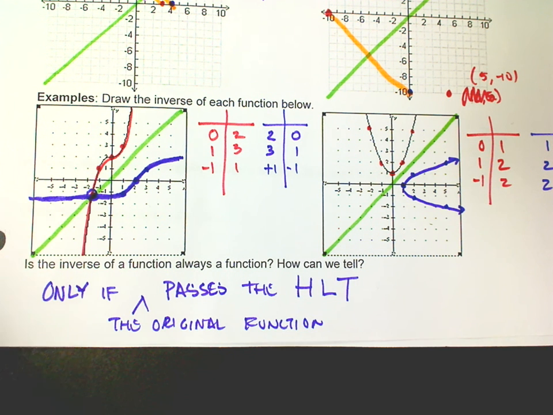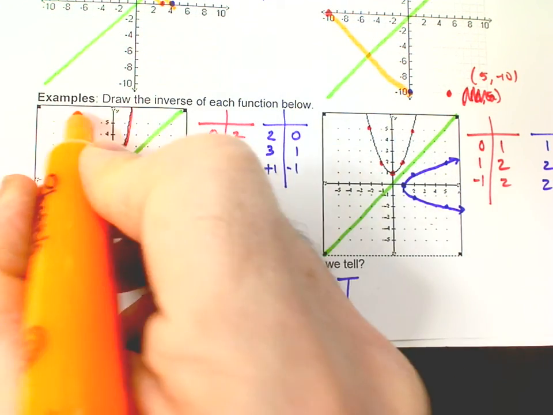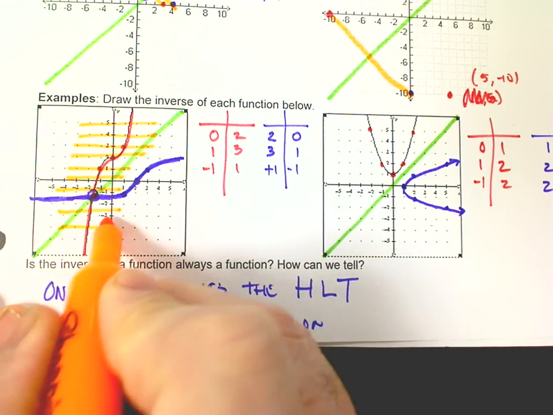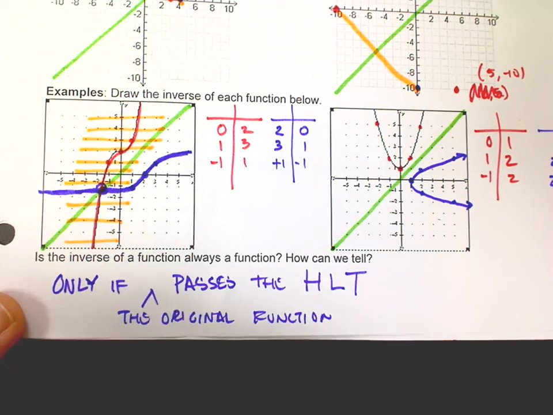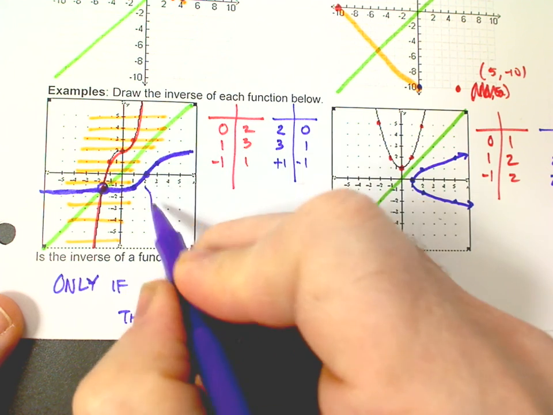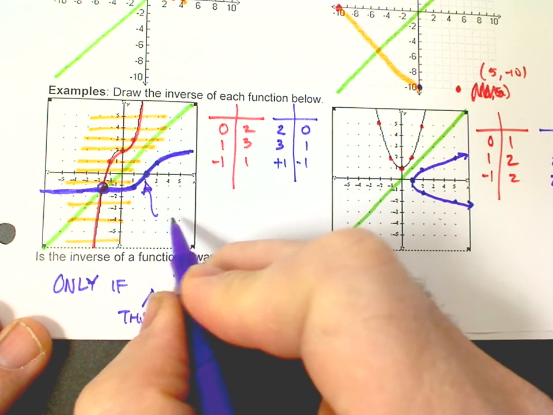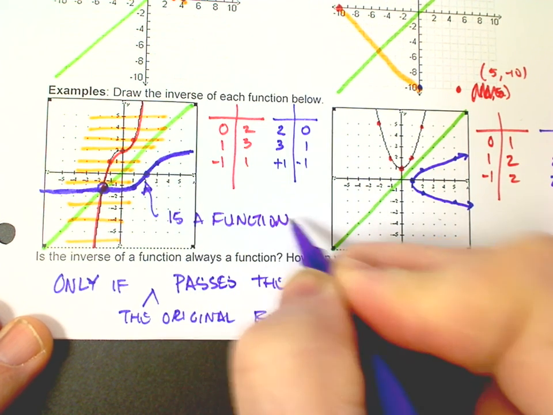But if I look at the original function, such as this one in red, and I do a horizontal line test, does this pass the horizontal line test? Will I ever cross the original function twice with any horizontal lines? Since this passes the horizontal line test, then automatically, without even graphing this, I know that the inverse will pass the vertical line test. So this one is a function. I don't have to graph it to check it.